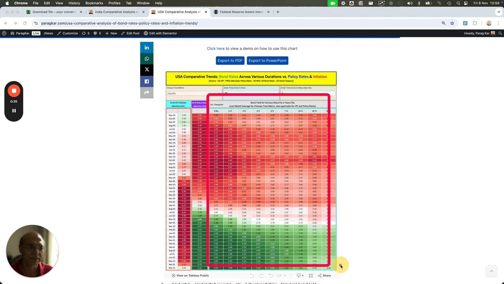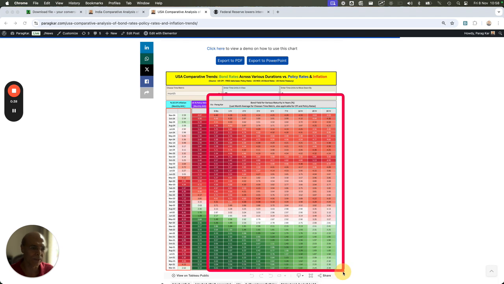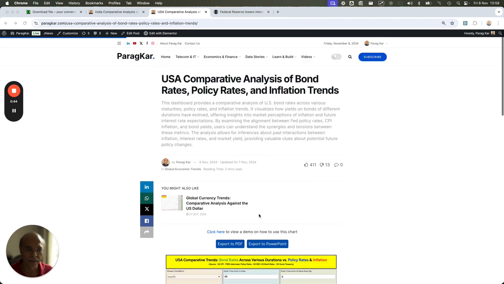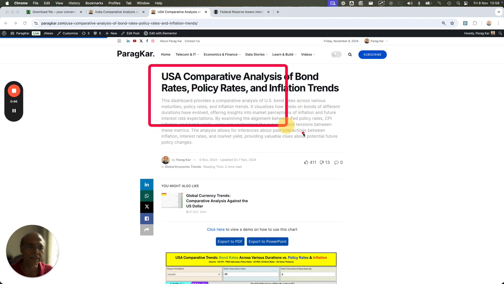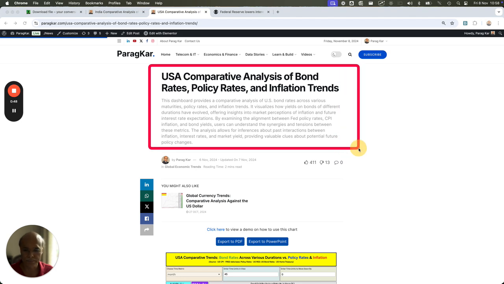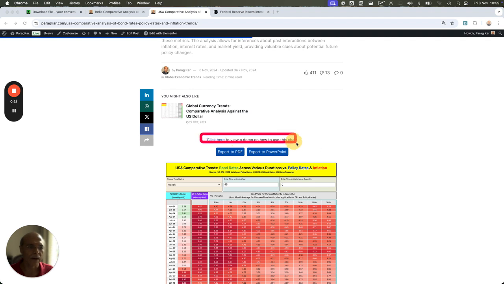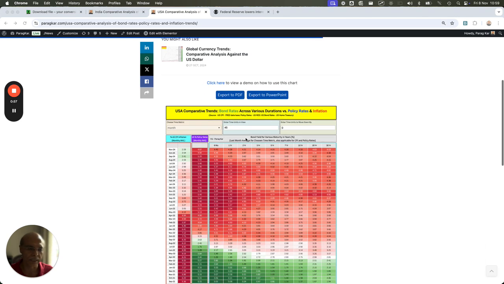I'm going to explain why I am discussing this chart in this video and what kind of insights you will be able to get by looking at this chart. Now when you go to my website, you will see something like this. There is a heading and a short description, and then there is one link here which you can click, where you can get the demo of how to use this chart.